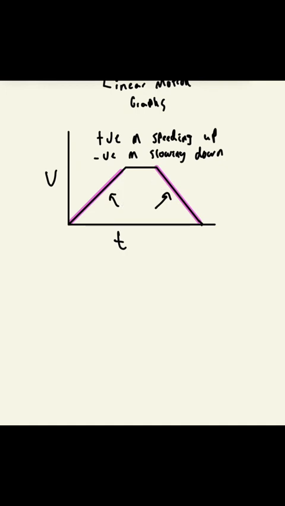Now the gradient represents acceleration as well. You probably could have guessed that, because if we have a positive gradient, we have a positive acceleration, which means that it's speeding up. So gradient equals acceleration. All right, so the y-intercept shows the initial velocity as well, just like the initial displacement for the previous one.